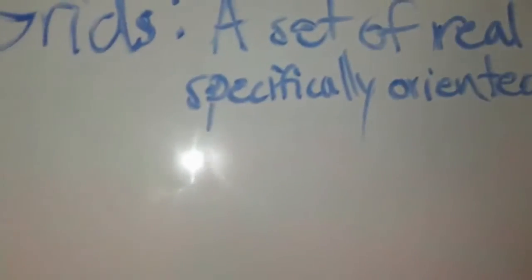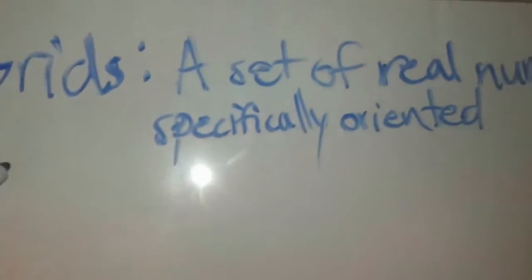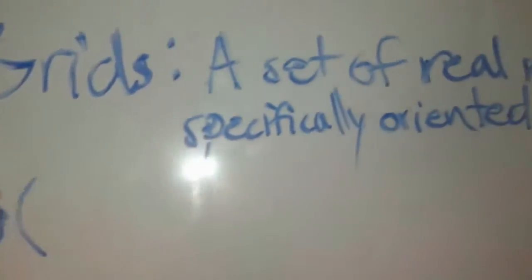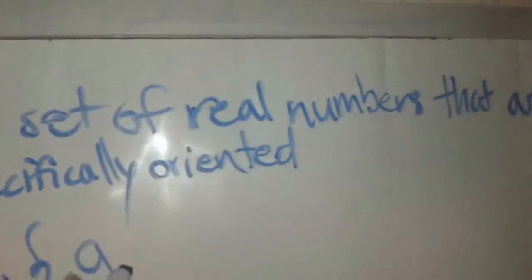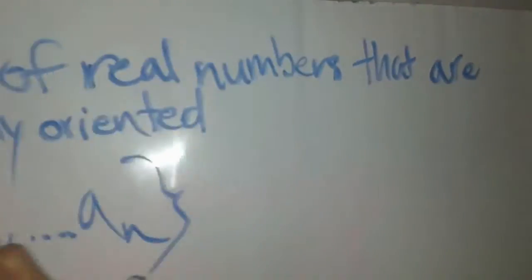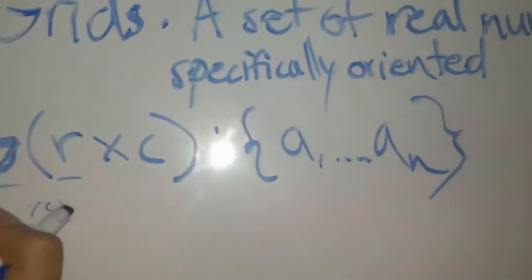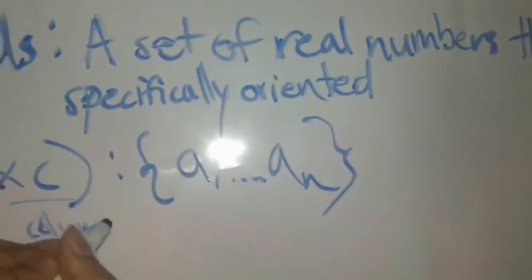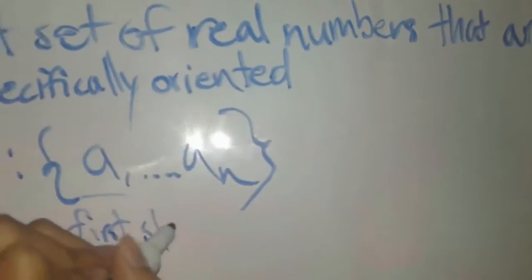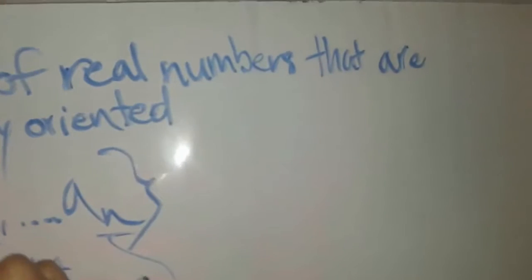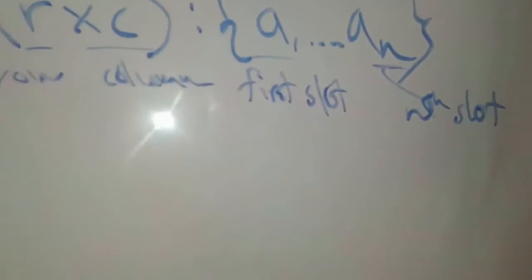So grids are represented like this. There's an indicator that's a grid G, not to be confused with a group: G of R times C, then A1 all the way to A sub n. So grid is the name, then this is the row and column, this is the first input, which I'll call a slot, and this is the nth slot. Slots are the outputs of the grid.